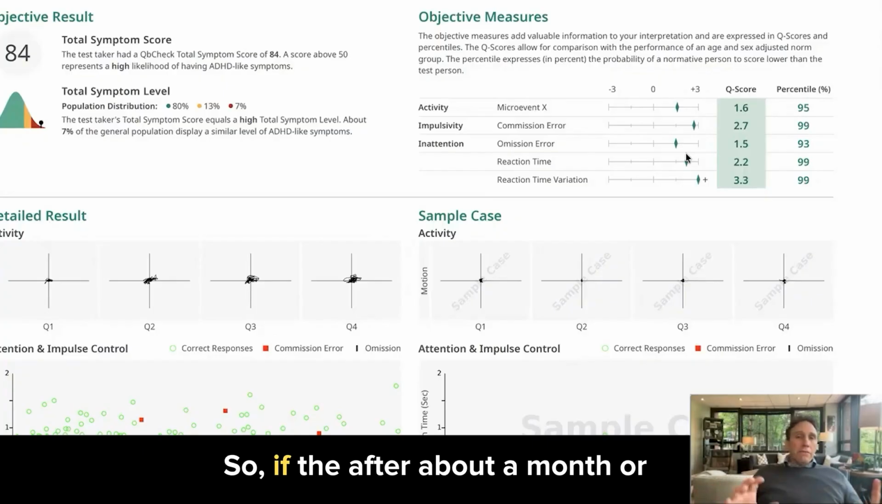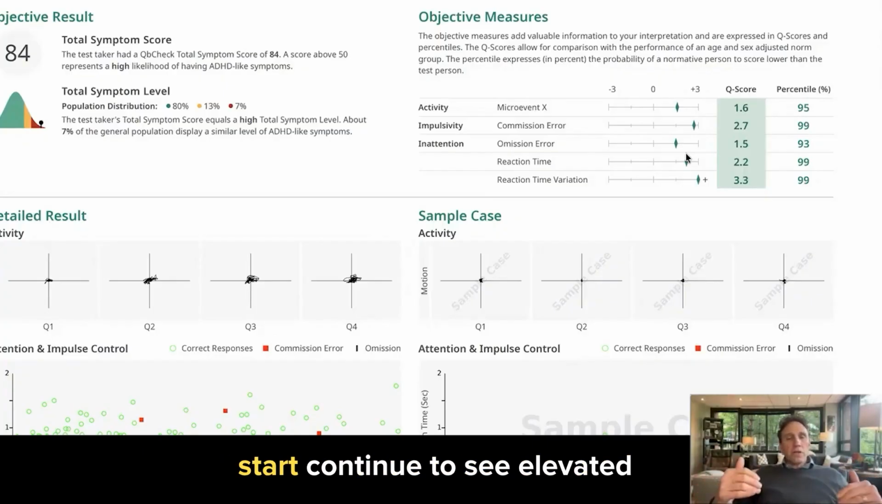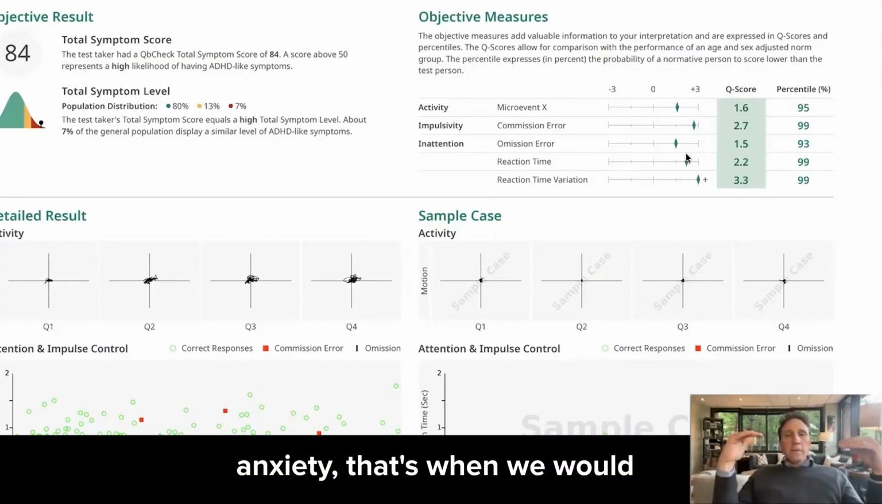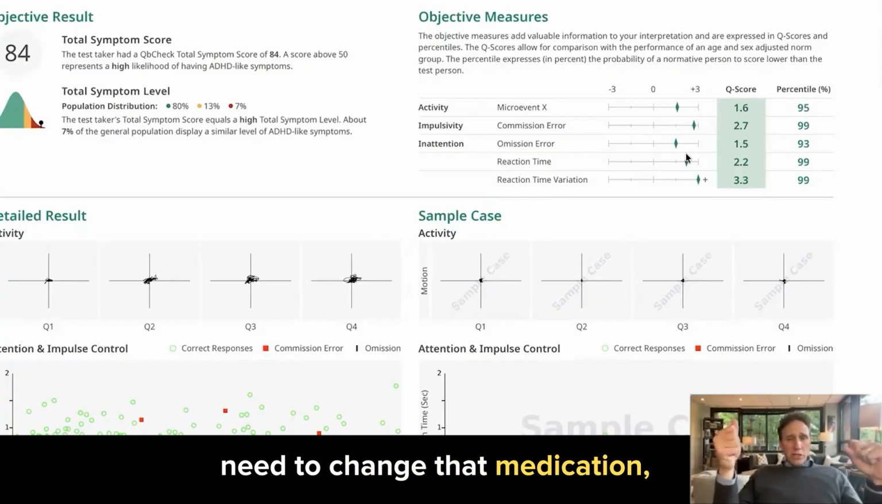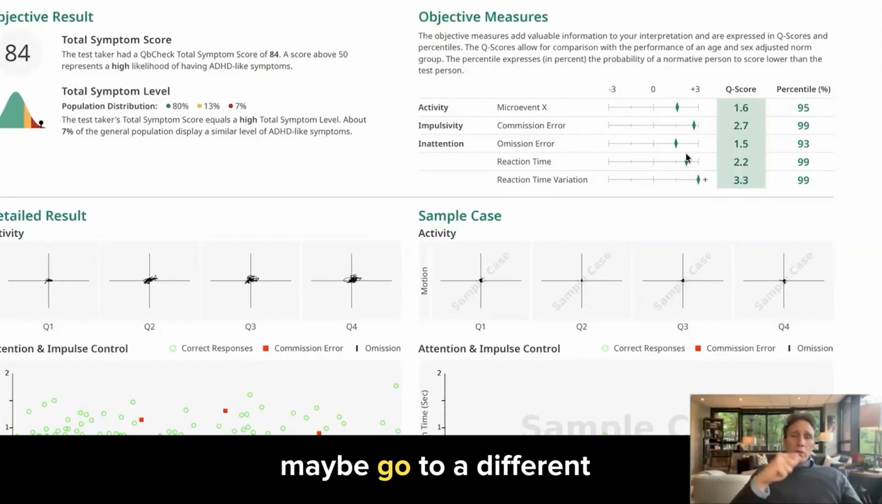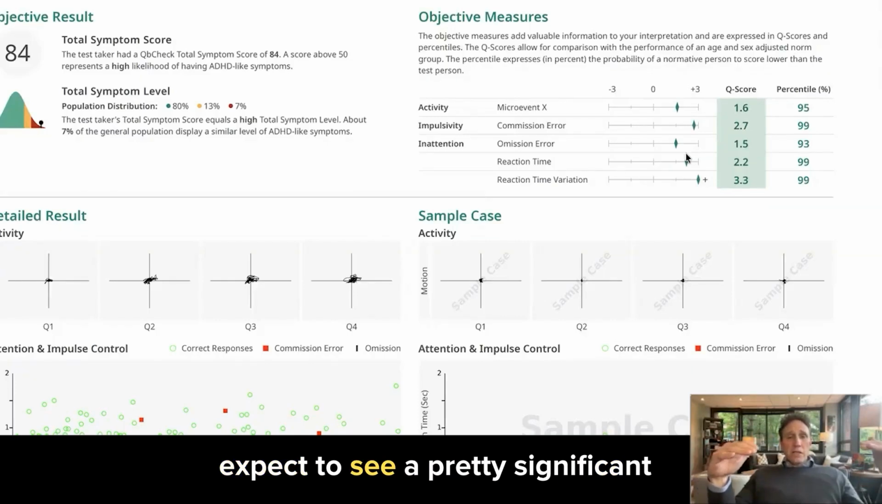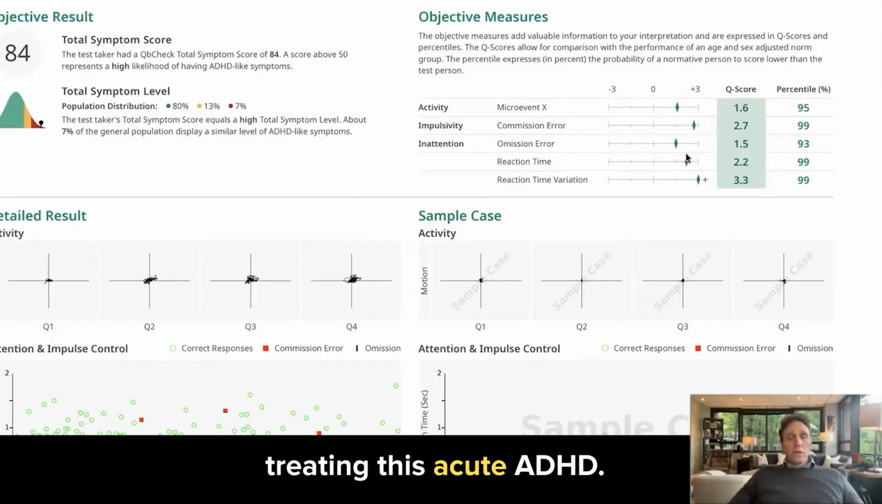So if after about a month or two of using the stimulant, we continue to see elevated scores for depression and anxiety, that's when we would start to think, well, maybe we need to change that medication, either increase the dose or maybe go to a different medication. But in this instance, we actually expect to see a pretty significant drop in depression and anxiety symptomology as a result of treating this acute ADHD.